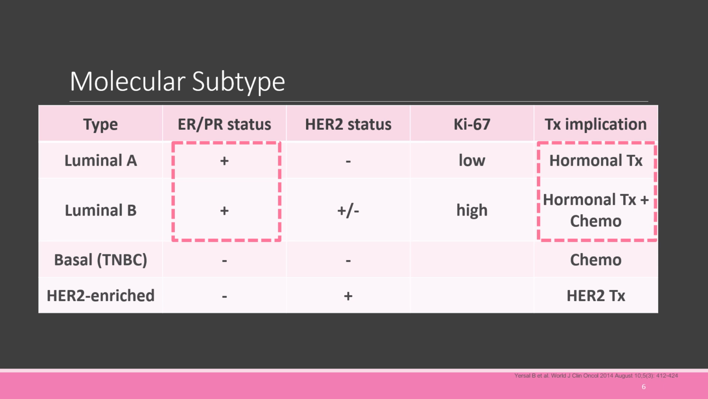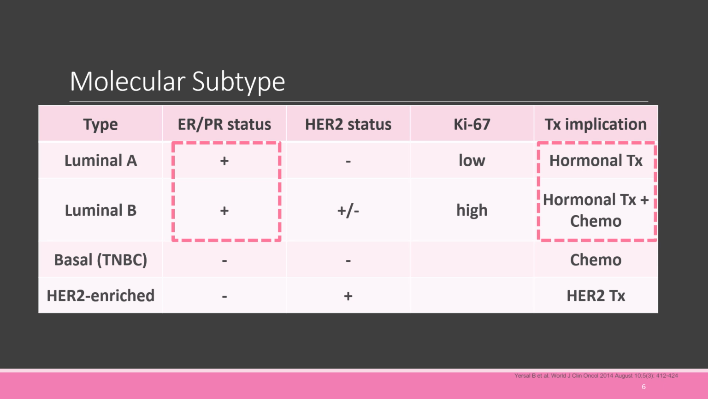So to expand a little bit on the subtypes, the two most common types of breast cancer are ductal, which is about 80% of those who are diagnosed, and lobular, which is about 10 to 15%. The 4 molecular subtypes are based on the estrogen receptors and progesterone receptors, HER2 status, and then the Ki67 and hormone receptors.